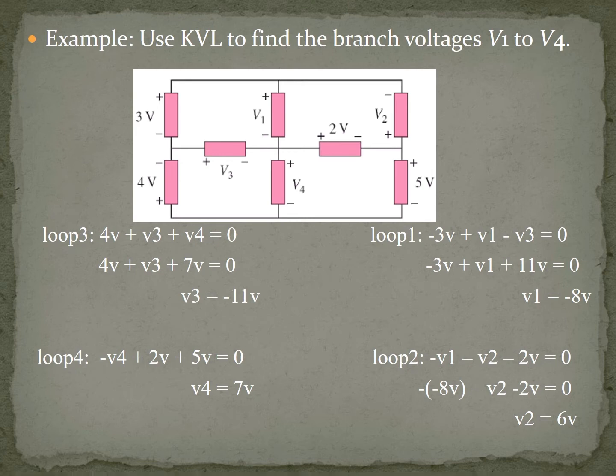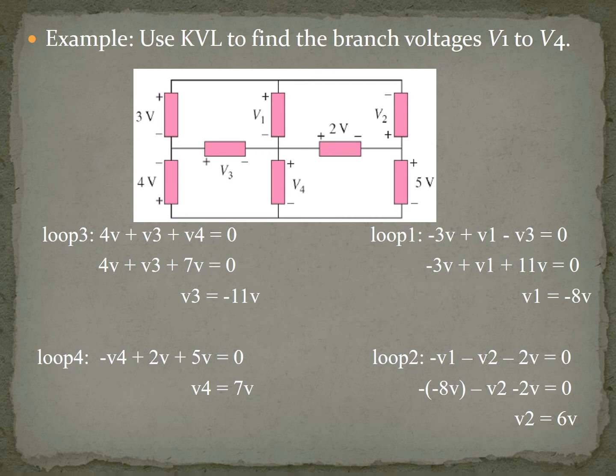From equation 2, we can substitute 2 into 1. Then we get V3 equal to negative 11 volt. Then we do the equation for loop 1: negative 3 volt plus V1 minus V3 equal to 0. Applying the value of V3 into this equation, we will get V1 equal to negative 8 volt.